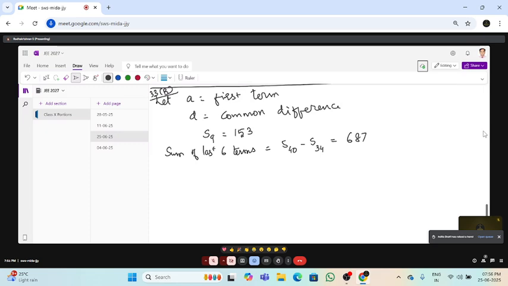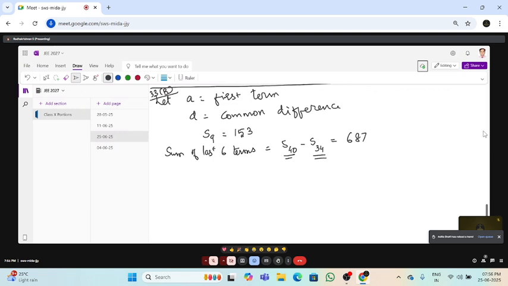So the sum of the last 6 terms can be written in this way. Yes, there are 40 terms. So sum of all the 40 terms minus sum of the first 34 terms will give the remaining, sum of the remaining 35 to 40 terms. This is one way. So you can do it in another way also. Okay.